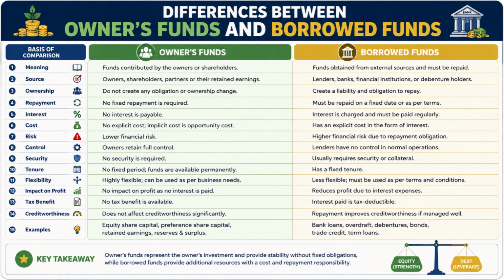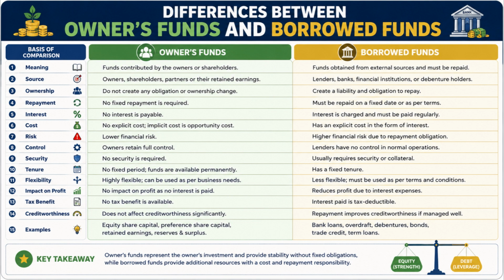Number 7. Owner's funds involve lower financial risk because there is no repayment obligation, whereas borrowed funds involve higher financial risk due to mandatory repayments. Number 8. Owners retain full control over the business through owner's funds, whereas lenders generally do not participate in the day-to-day management of the business.